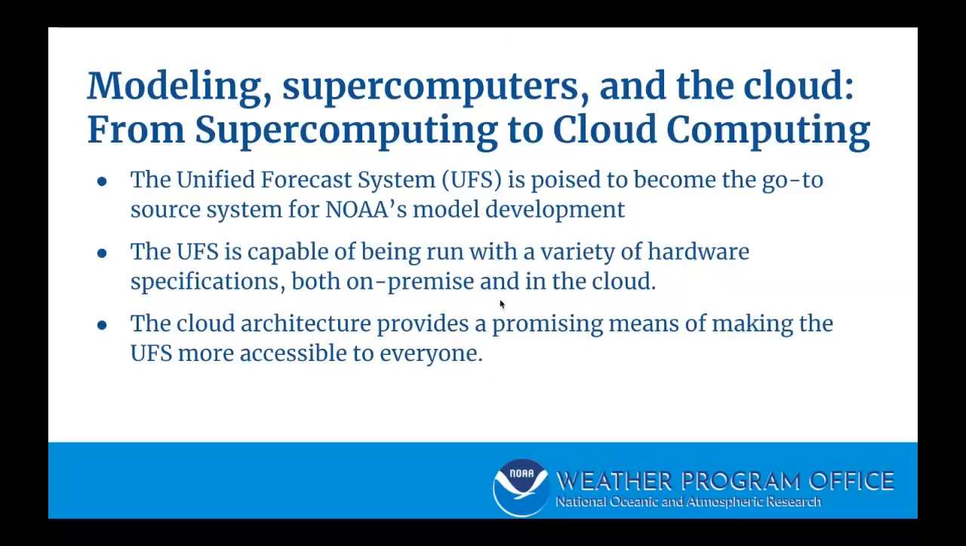And so this presentation is going to focus primarily on 3 things: modeling supercomputers in the cloud. The UFS is poised to become the go-to source system for NOAA's model development, and we'll get into some thoughts around that. The UFS is also capable of being run on a variety of hardware specifications, both on-premise and in the cloud. So both using the cloud and using actual supercomputing hardware. And the cloud architecture provides a promising means of making the UFS more accessible to everyone. And we'll get into a little bit more about what in particular that means as well.